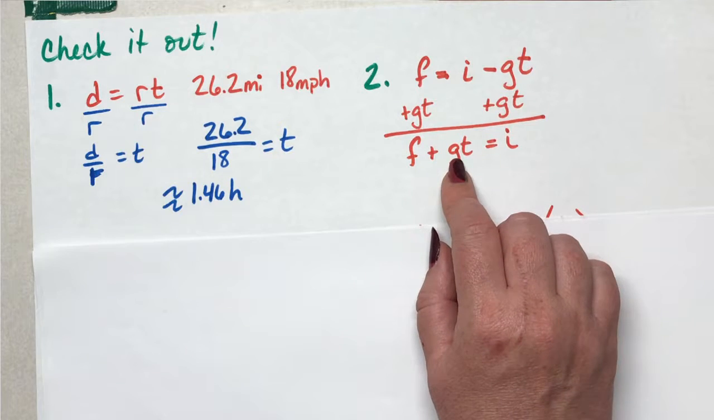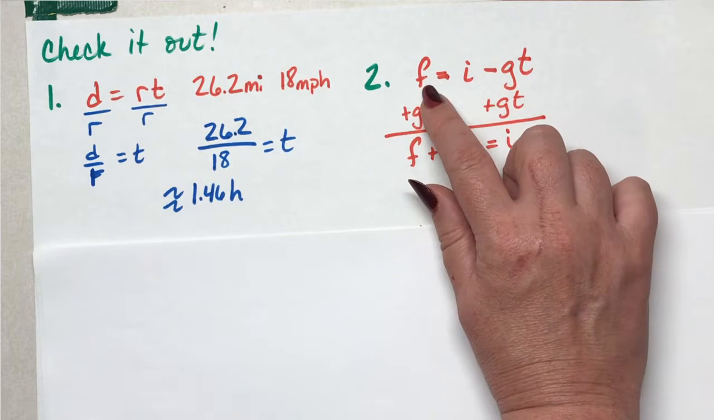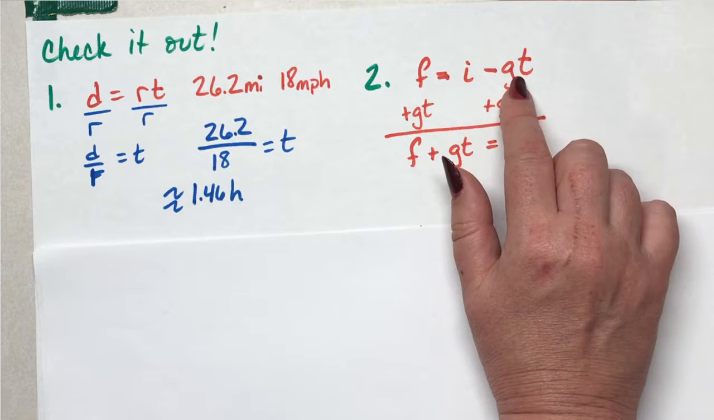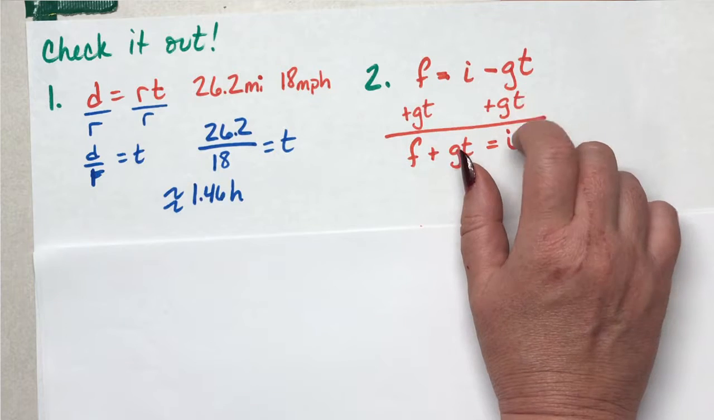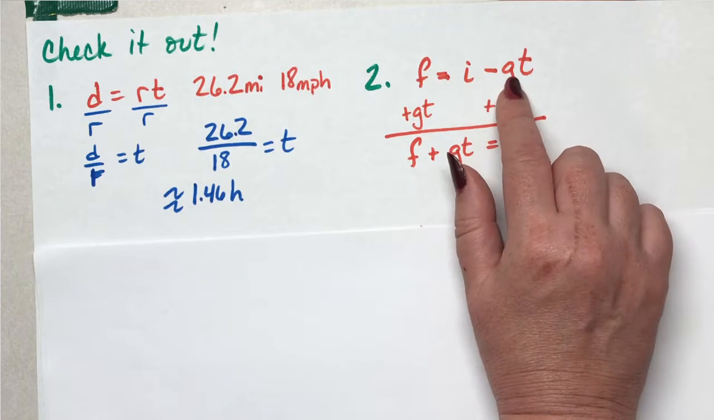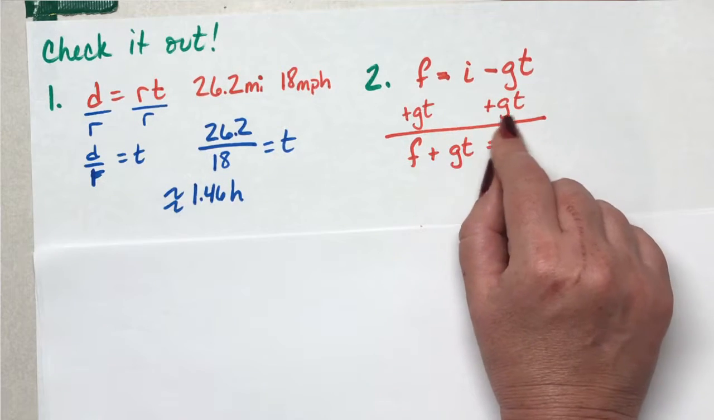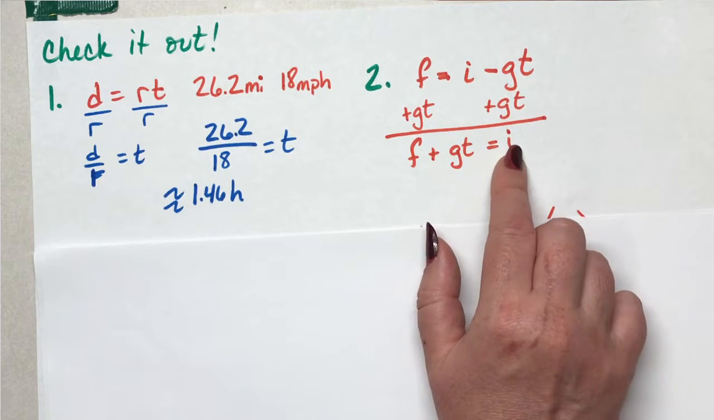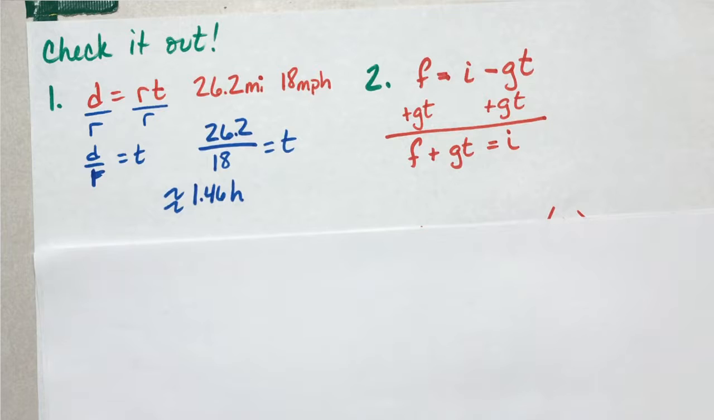Number 2 asks us to solve for I if final velocity equals initial velocity minus acceleration due to gravity and time. So it's got a minus gt, and we're going to add gt to both sides. So f plus gt equals I, and that was relatively straightforward.